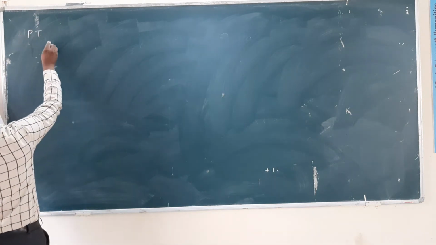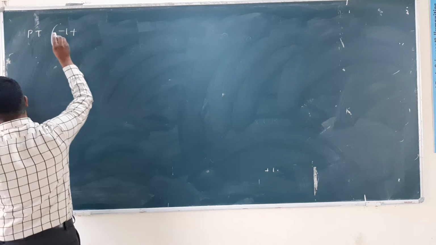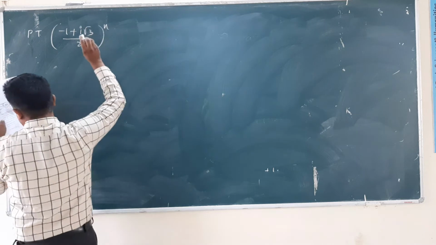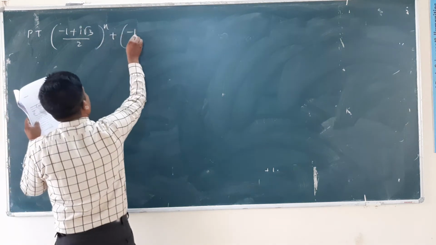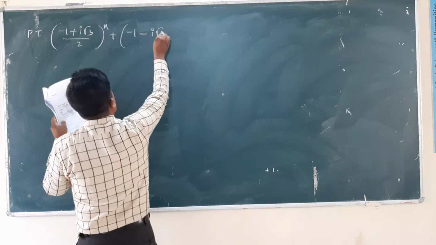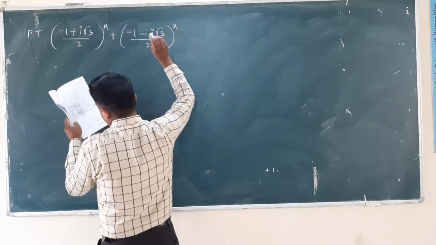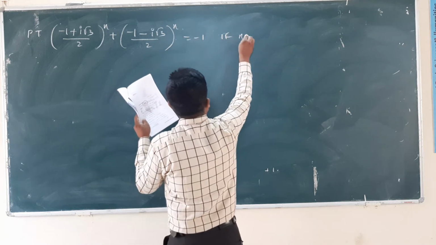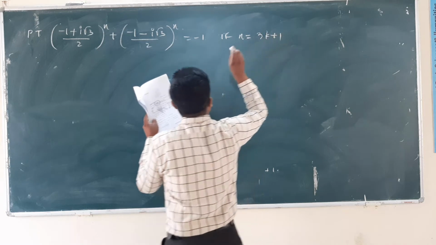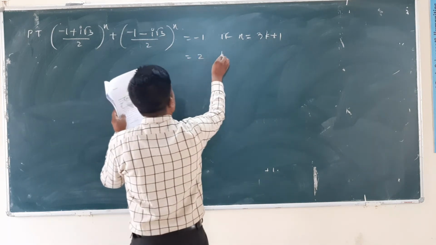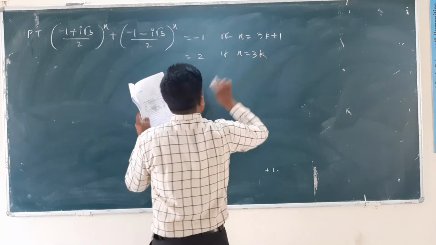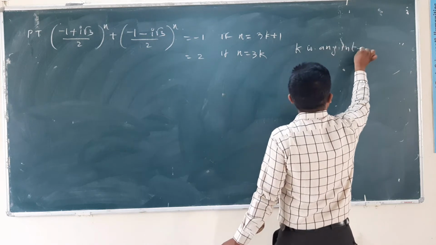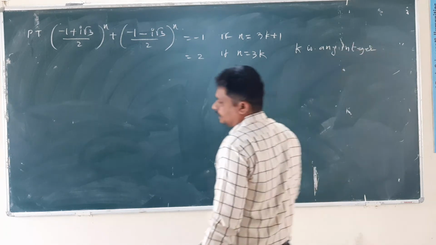Prove that (-1 + i√3)/2 raised to n plus (-1 - i√3)/2 raised to n is equal to -1 if n is equal to 3k+1, and is equal to 2 if n is equal to 3k, where k is any integer.